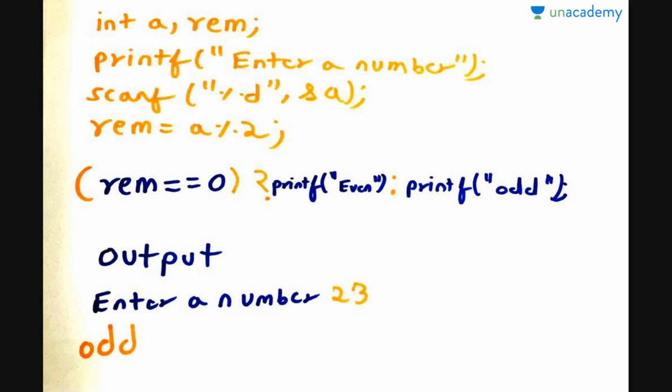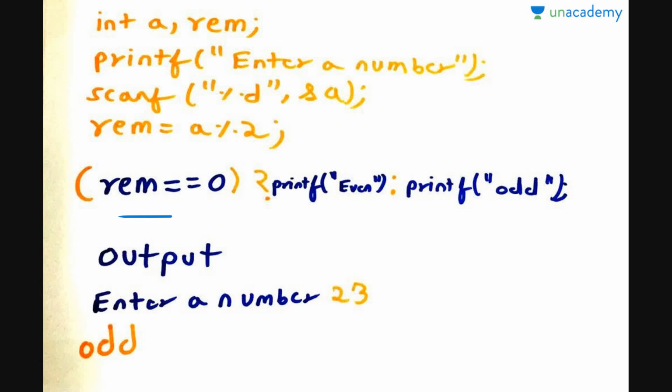Now let us take another example. We have two variables a and rem, both of integer type. We take the input, printf enter number, scanf %d for a variable of integer data type, and remainder is equal to a mod 2.